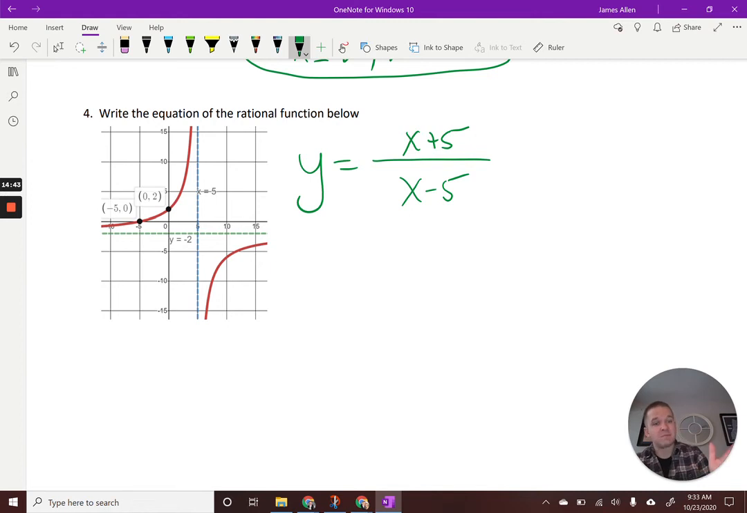Now, the other thing to consider, again, is back to our horizontal asymptote. I have like degrees in the numerator and denominator. So that means I'm doing coefficient over coefficient, which would be y equals 1 at this point. I don't want that.